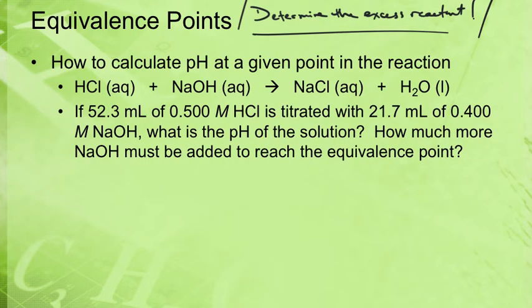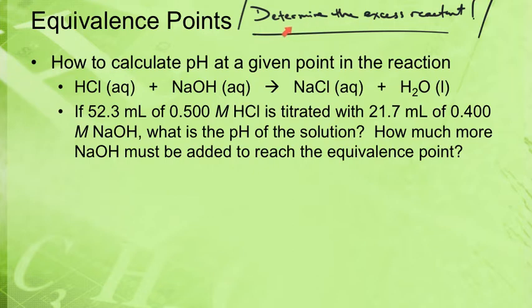Okay, so what about a problem that doesn't reach the equivalence point? One where we don't add enough base to acid to neutralize it, or the other way around, where we have excess of one, either acid or base. The pH will not be 7. So how do we determine the pH in a problem like that?